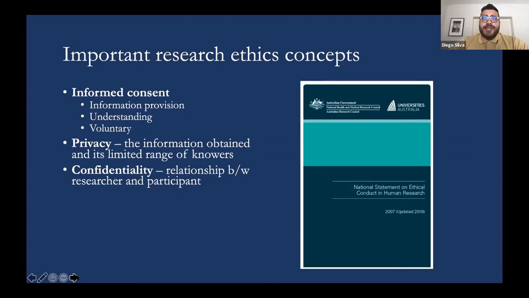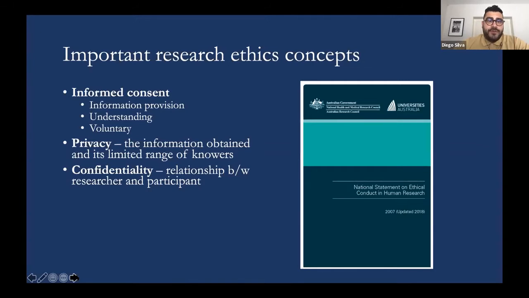Privacy and confidentiality are two things that we want to protect when we're dealing with individuals, right? So privacy refers to the information obtained and the limited range of knowers. And we'll get into this a little bit in a second, why that's important. Whereas confidentiality has to do with the relationship between the researcher and the participant. So you as the individual conducting the research and the participant. So it's a relational concept.